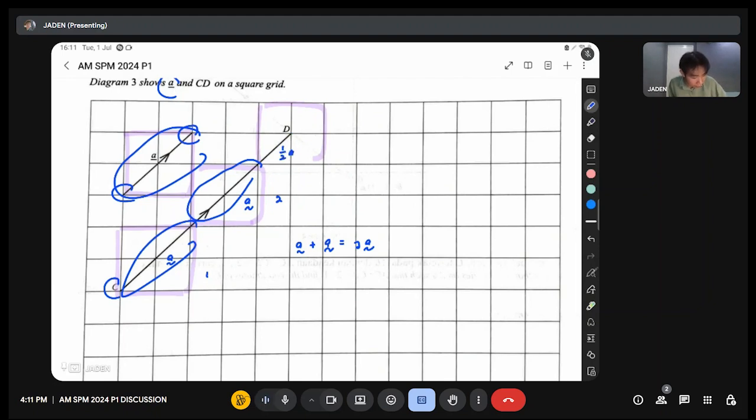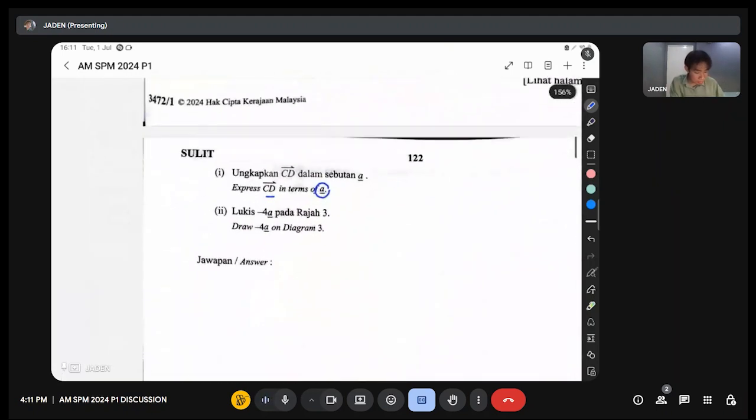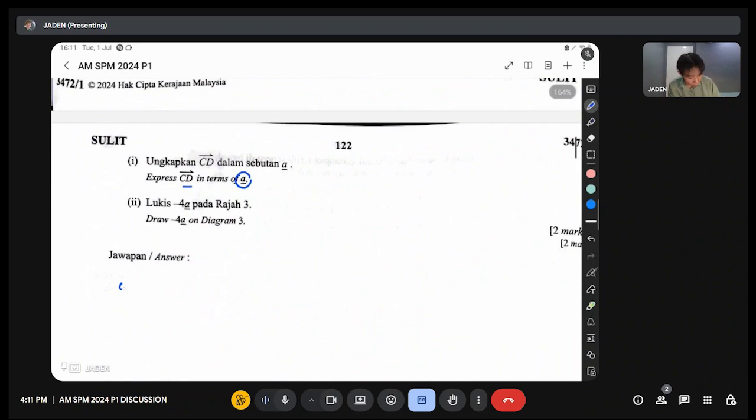So 2a, you add 1 over 2a. How much is that? You take your calculator, you press 2 plus 1 over 2. I'm sure you're going to get this answer, 5 over 2. And then you write the a back here. So 5 over 2a is your answer, but you're going to answer here in 3-1. C to D is 5 over 2a vector. There you go.